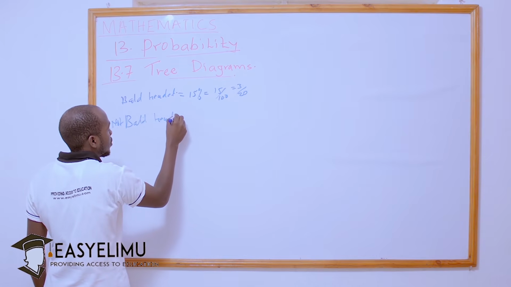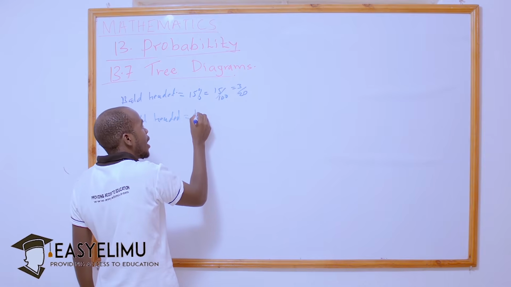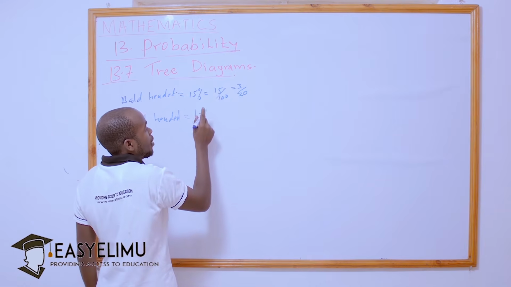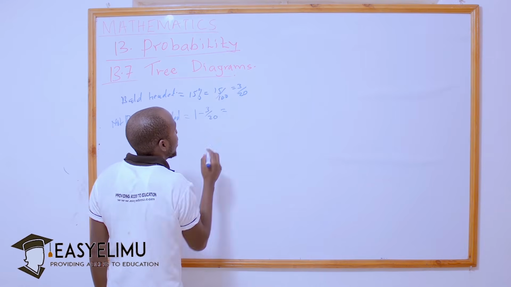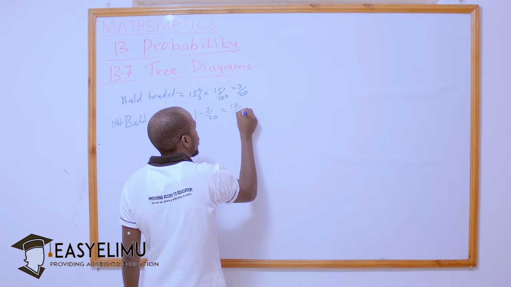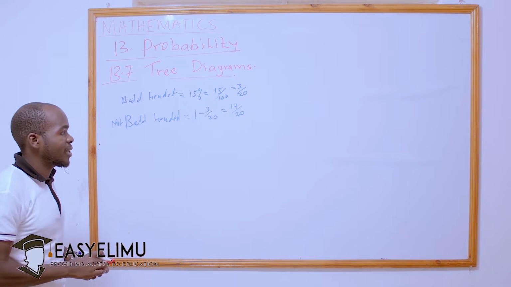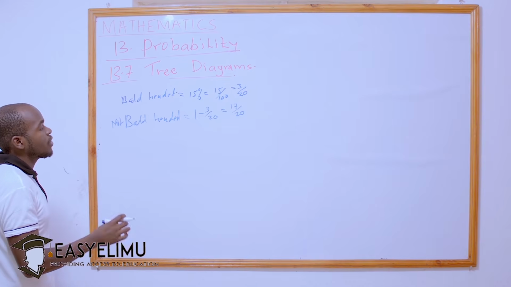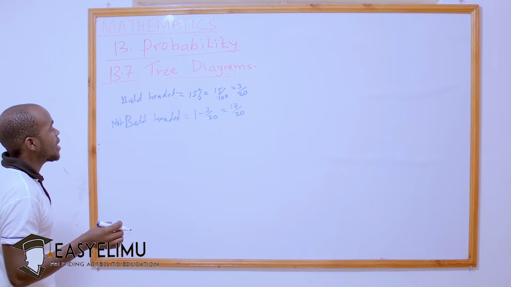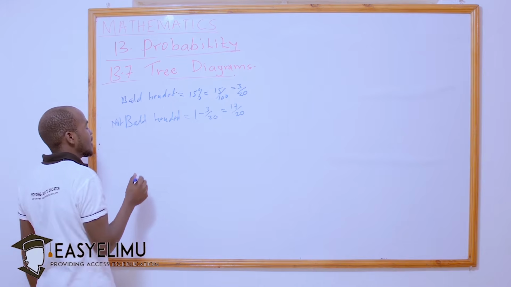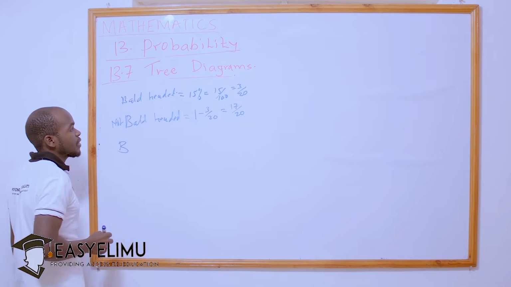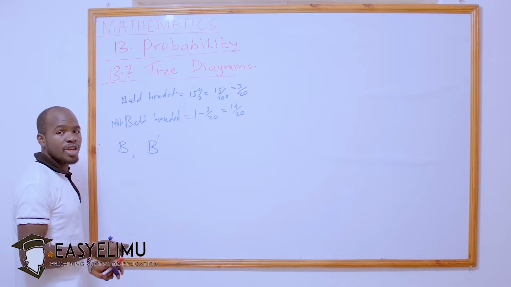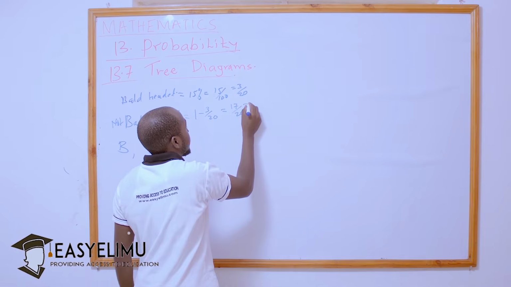And if you are not bald-headed, you find that it is 1 minus 15%, which is 100 minus 15%, or 1 minus 3 over 20, and this is equal to 17 over 20, or 85%. So those are the probabilities of getting a person bald-headed or not bald-headed. Let B represent those people who are bald-headed, and B prime represent those who are not bald-headed.